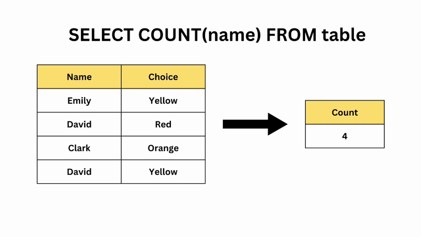If we were to count the number of names from table, that's just asking for how many rows are there in the name column, which is going to be 4. So the result will be count 4. So again, it's simply returning the number of rows in the table. In fact, this should really be the same regardless of the column we call, because each column has the same number of rows since they're literally in the same table.